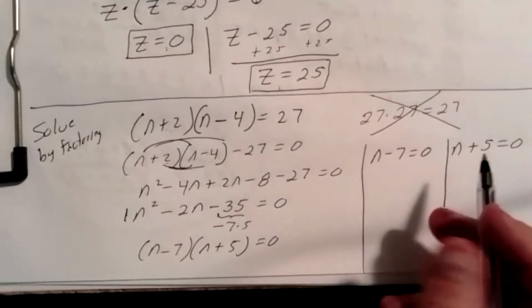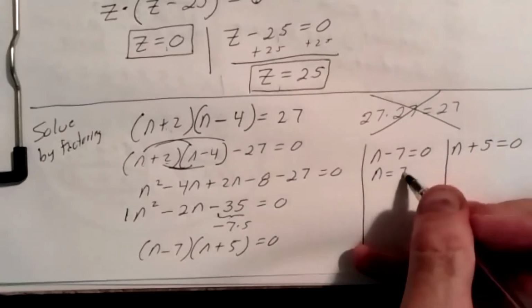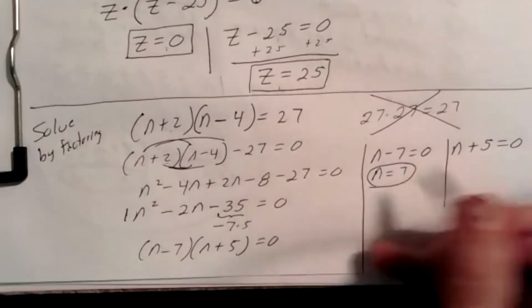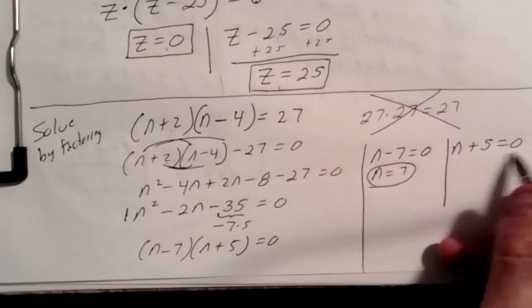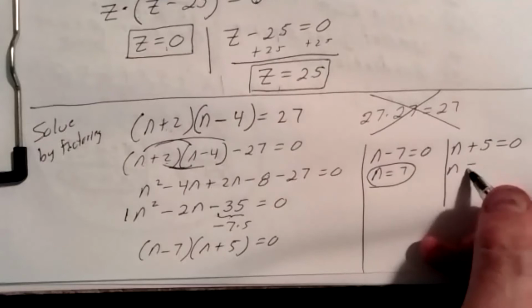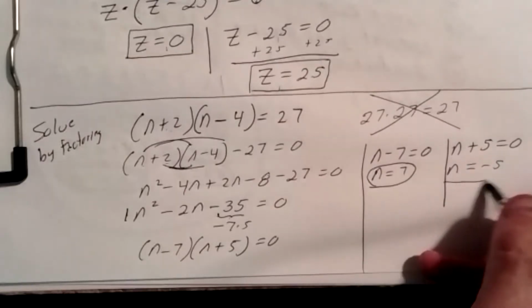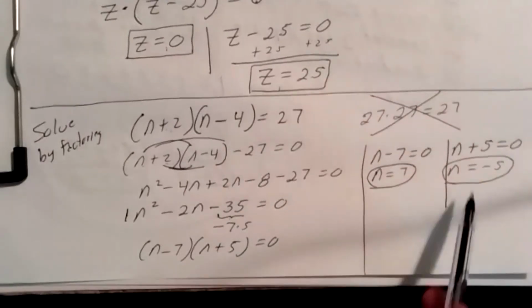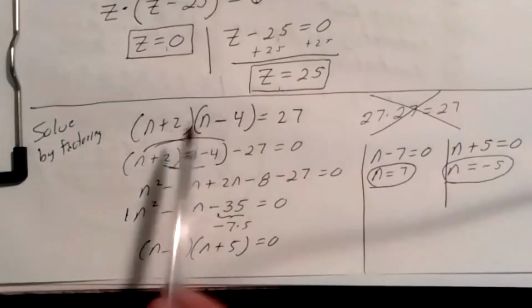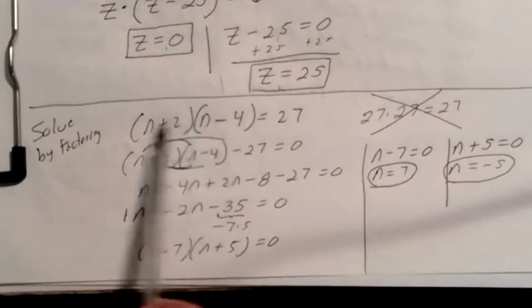Solving this equation for n, we get n is equal to 7. That's one solution to your quadratic equation. Subtracting 5 from both sides to solve this linear equation, we get n is equal to negative 5. There's your other solution. We're done, ladies and gentlemen. So negative 5 and 7 are the two solutions to this quadratic equation.